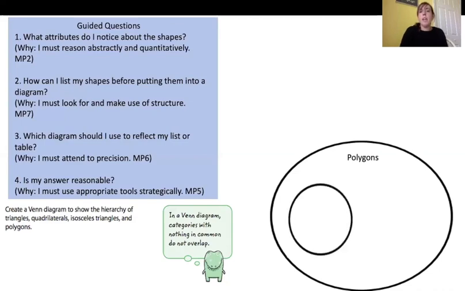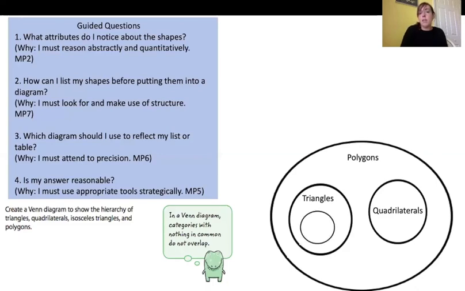Inside of it, I had to figure out how I could list triangles and quadrilaterals. They're both polygons, but they don't actually fit inside one another, because a triangle is not a quadrilateral and a quadrilateral is not a triangle. They're just both polygons. So I listed them beside one another, which looks a little funny, but is totally acceptable. And then inside of a triangle, I know very specifically that the subcategory isosceles triangle needs to go, okay?